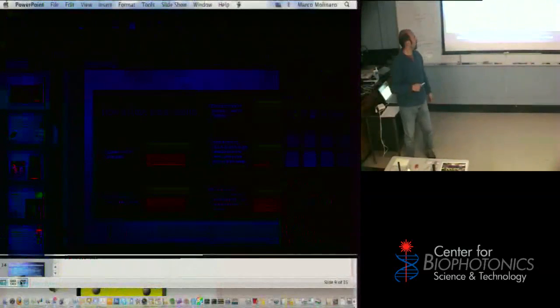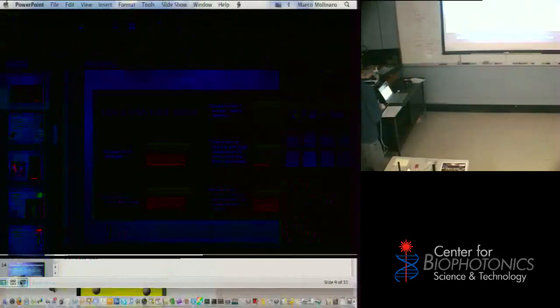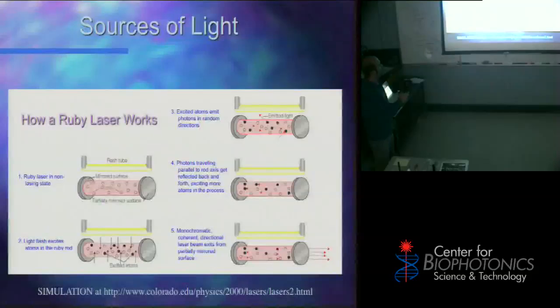This is just basically showing you the same thing, except in this case, what they show is a flash tube that sends energy, photons, into a piece of ruby. This is a ruby laser. So, it's the same idea again. You've got excited atoms. You've got the mirrored surfaces. Here you've got some light emitting off the sides, but some of it hits the mirrors, goes back and forth until it exits, and then the laser beam comes out.